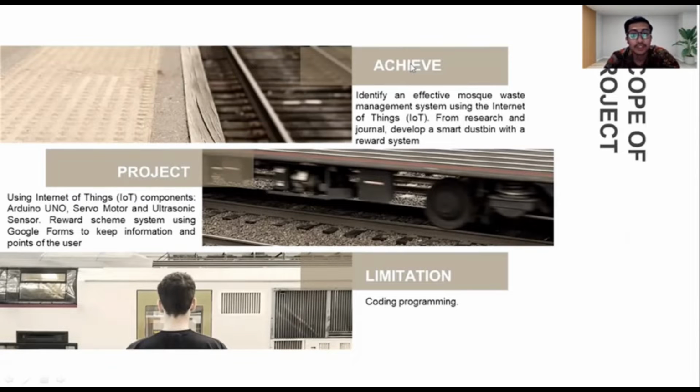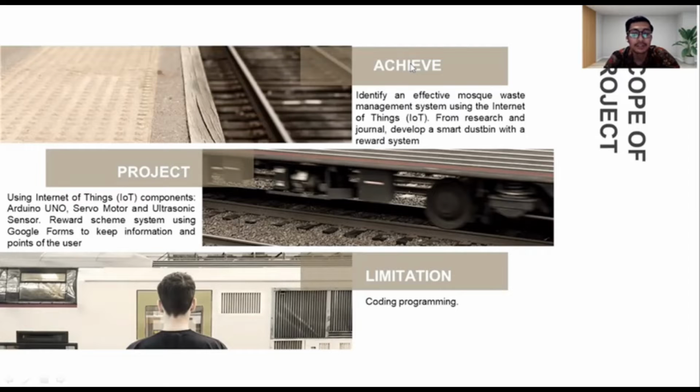In this project, to achieve the objectives, firstly, this project needs to identify an effective masjid waste management system using the Internet of Things. From research and journals, this project will develop a smart dustbin with a reward system to promote separate waste and green masjid practice. To do so, this project will be using Internet of Things components: Arduino Uno, servomotor, and ultrasonic sensor.